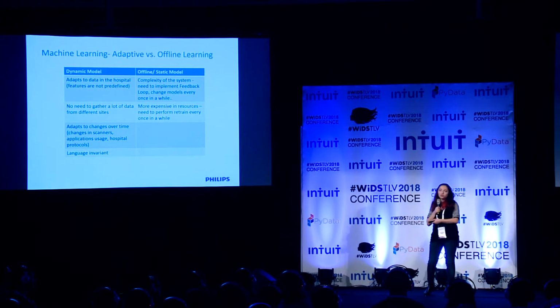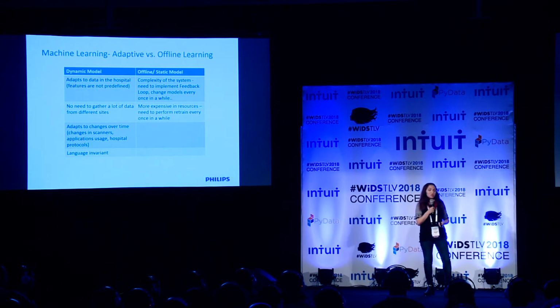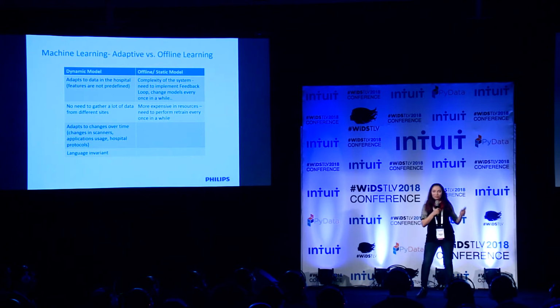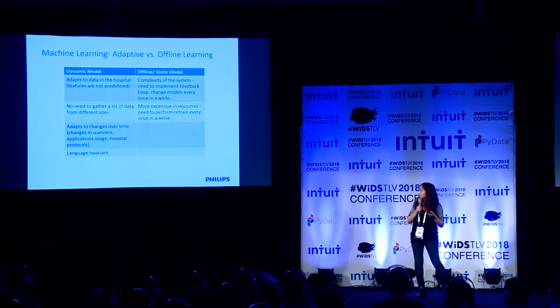We are talking here about supervised machine learning. So now, for each scan, we need to create our labels on the fly within our software. So we need to implement this feedback loop inside the software.